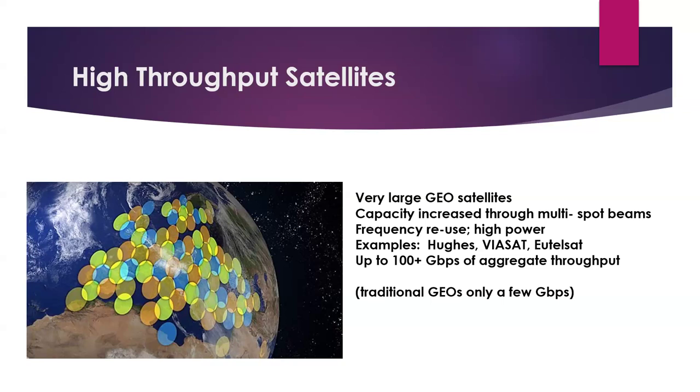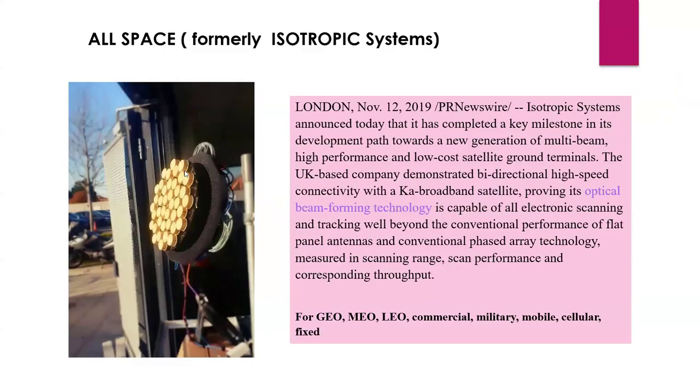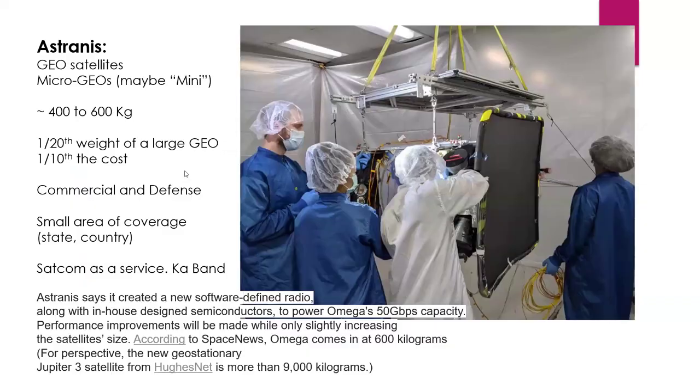So, but this requires very complicated satellites, very complicated multiple beam forms in the satellite, big power, humongous satellites, very expensive. But these are definitely still very useful. This shows the difference between a typical satellite and a Hartzell satellite by dividing the footprint. Okay, so let's go to some of the new satellites.